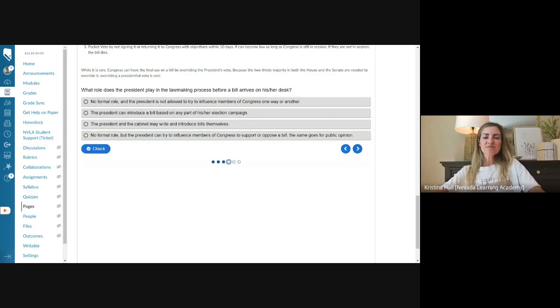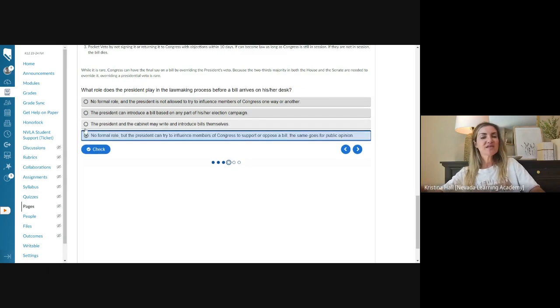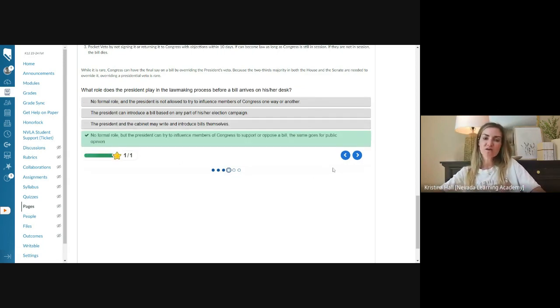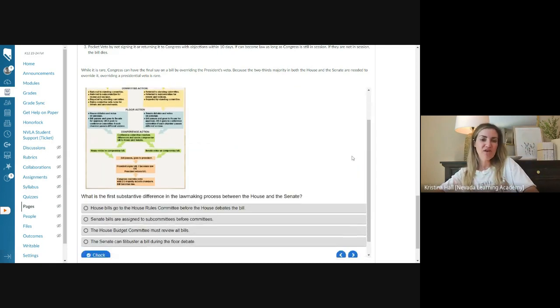What role does the president play in the lawmaking process before a bill arrives on his or her desk? There's no formal role, but the president can try to influence Congress, talking to people, making deals, things like that. They definitely try to influence laws or things that are important to them, especially if they ran on it for re-election. They will try to have certain bills passed because it helps them or their party get more favor.